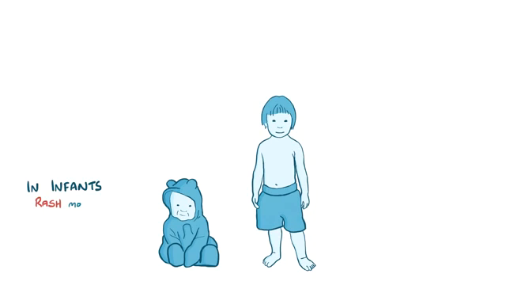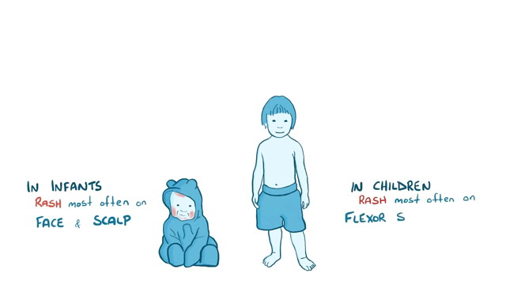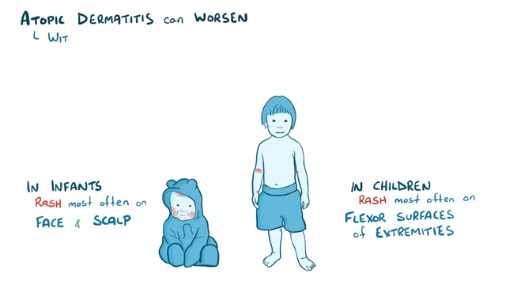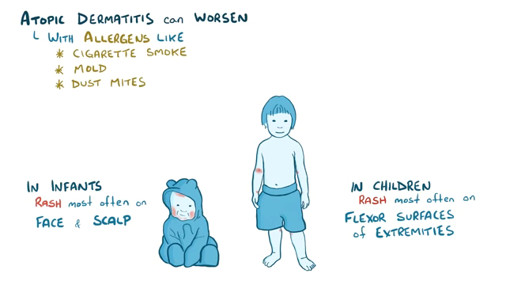In infants, the rash is most often on the face and the scalp, and in children, the rash is usually on the flexor surfaces of the extremities. Atopic dermatitis can worsen in the presence of allergens like cigarette smoke, mold, and dust mites, as well as changes in the weather, and even emotional stress.